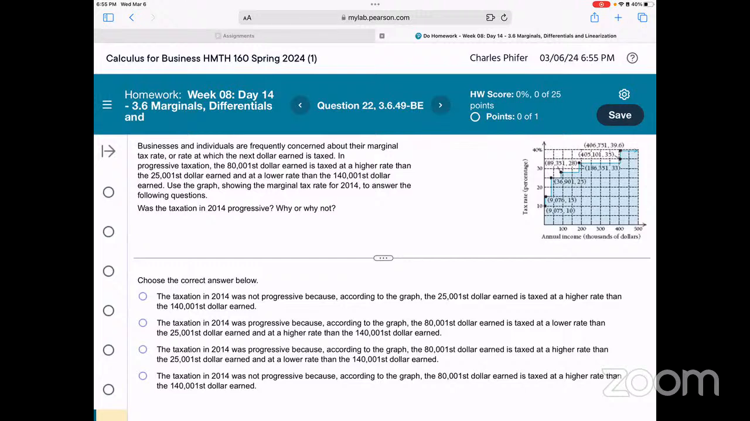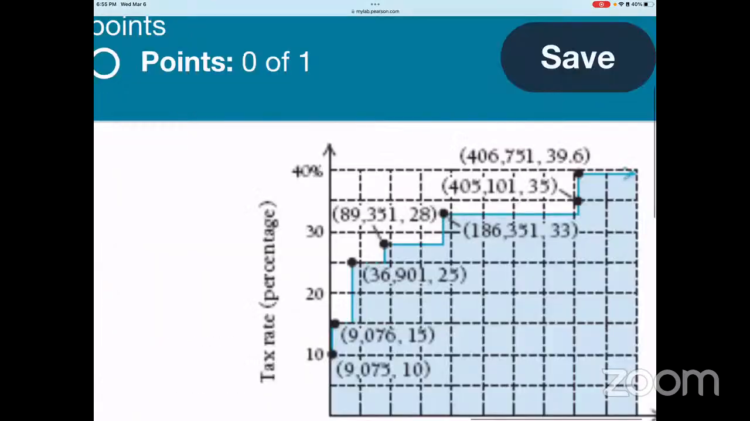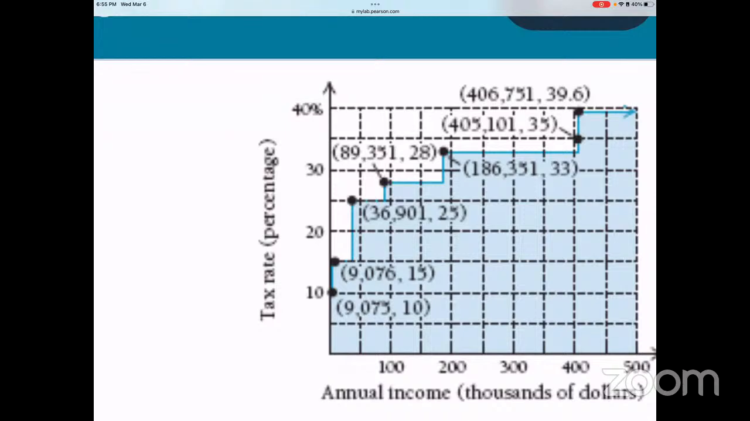It's kind of hard for me because I don't have my cursor. But for instance, this one is 89,000. That's higher. That rate is like 28%. It's higher than the previous, which is like 25%, and lower than the next one. So to me, that indicates a progression.